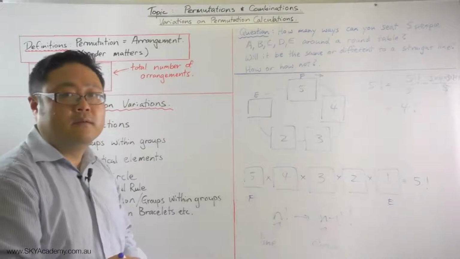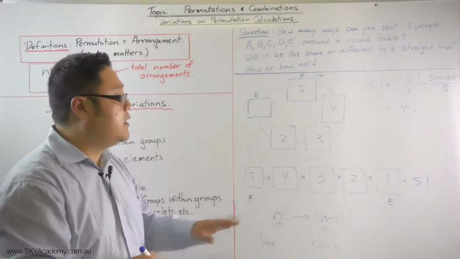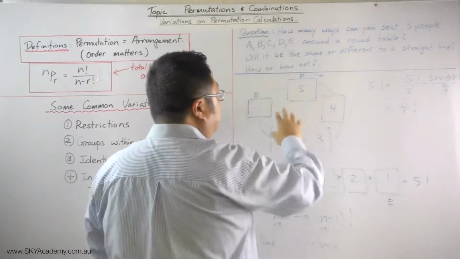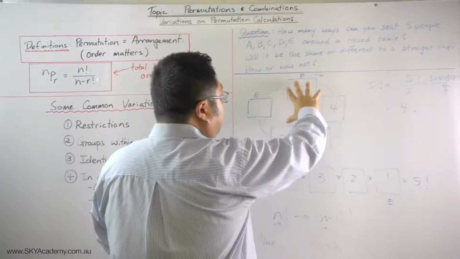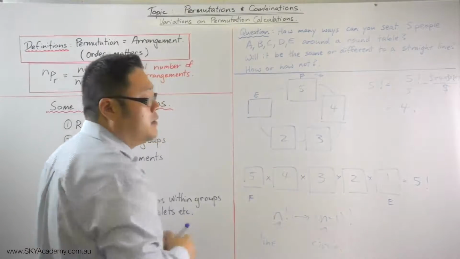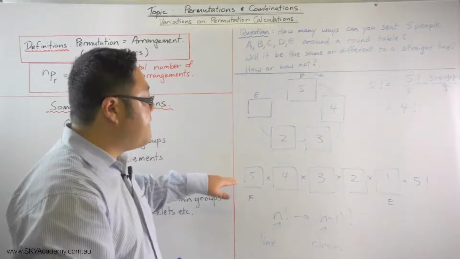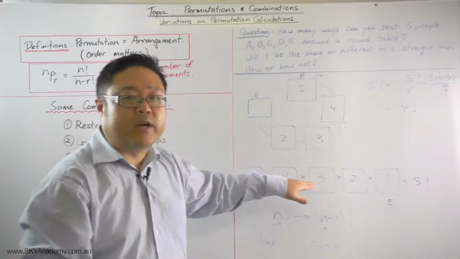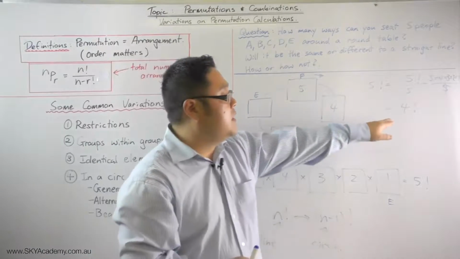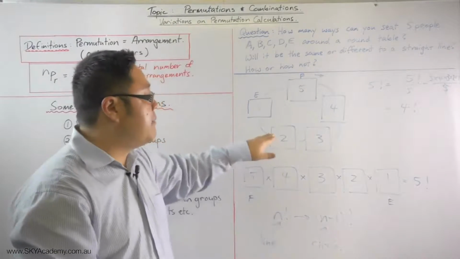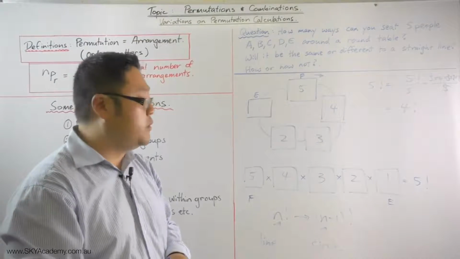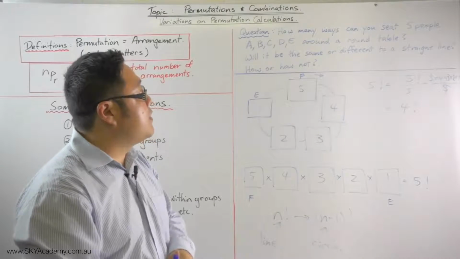Does that make sense? Cool. Okay, good. So basically what I want you to note is that each arrangement in a circle will have 5 different arrangements in a straight line, depending on where you start. So what you've got to do is divide by the number of elements in that circle. Good. Cool. And that's really what's going on there.